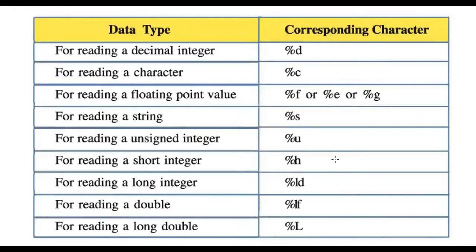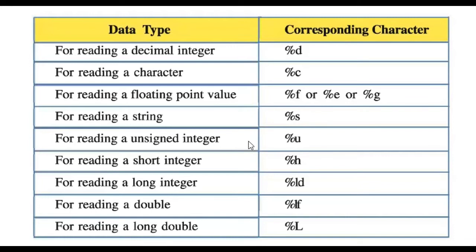Now in this table, you can see there is the data type and the corresponding character for format specification. When it is a decimal integer, that is when we use data type integer, at that time %d. When it is a character, then %c. When it is a floating point value, %f, %e, that is when we want to read or give output in exponential form, or %g. Then reading a string, that is another form of character wherein we use an array of multiple characters, at that time %s.